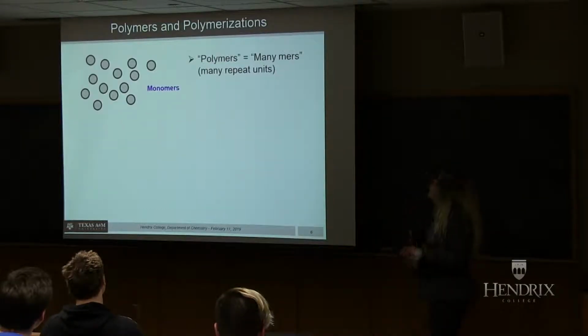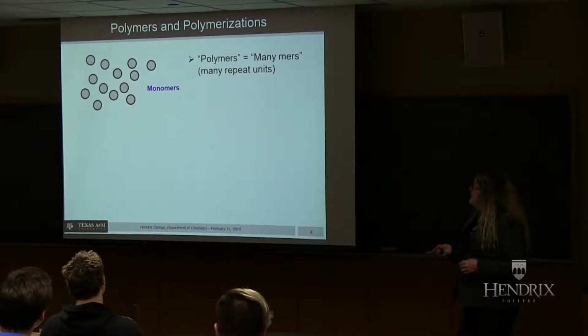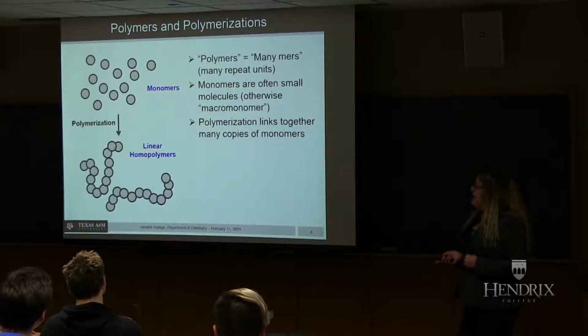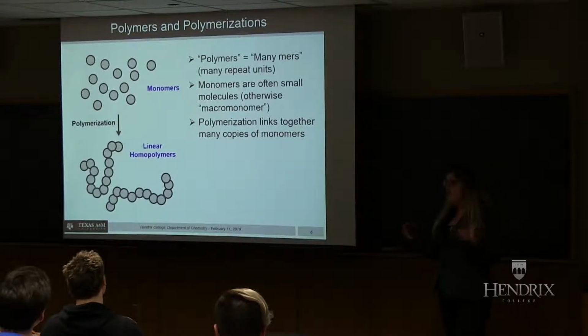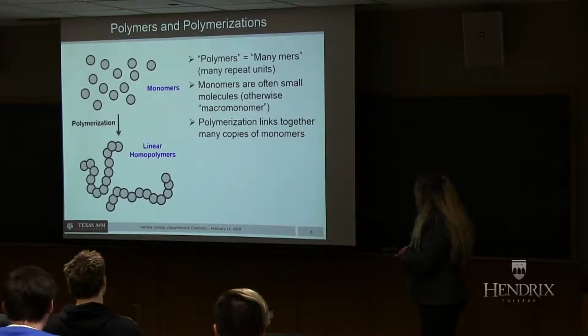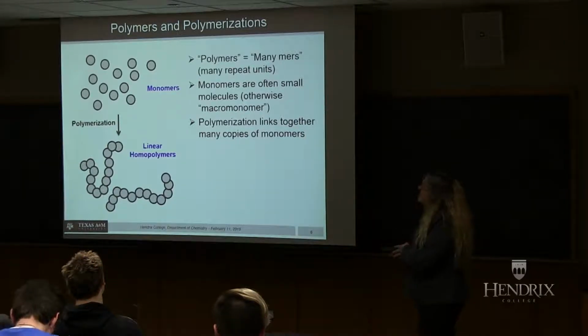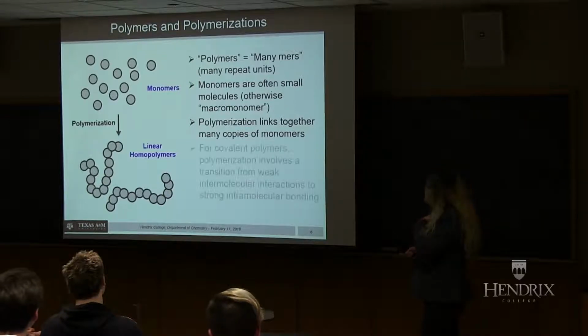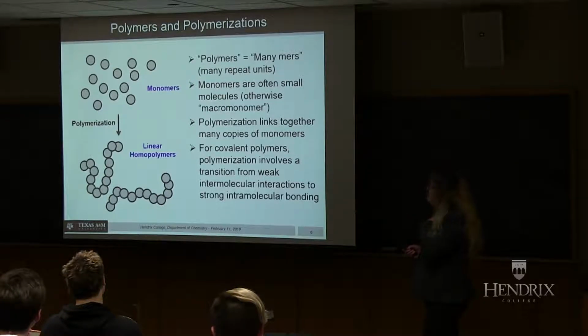If we take a look at this process of connecting monomers together to make polymers, that process is called polymerization. And both Nomex and Kevlar are homopolymers, so that means all of the repeating units are the same. Homo meaning the same type. And so these linear homopolymers are the simplest kinds of structures. And even with that simple composition and that simple structure, the polymers can have important functions. Okay, so this covalent polymerization involves this transition, like I said, from weak intermolecular interactions to strong covalent bonds.